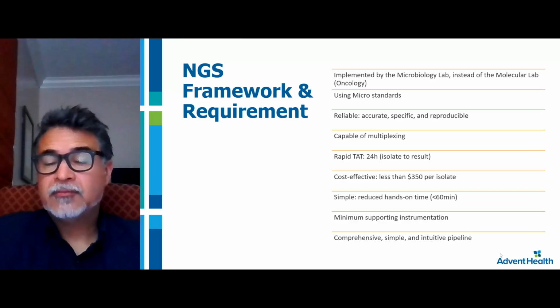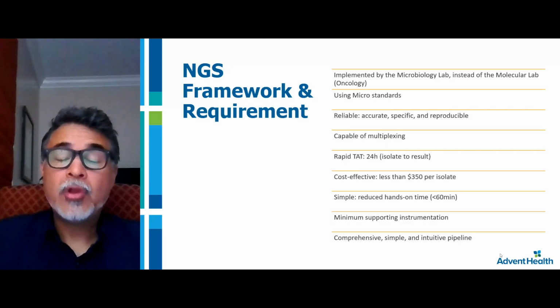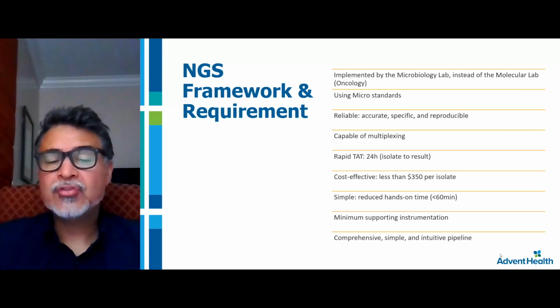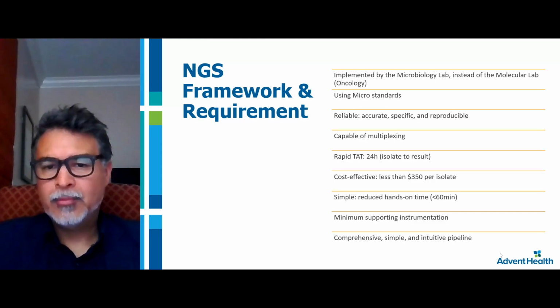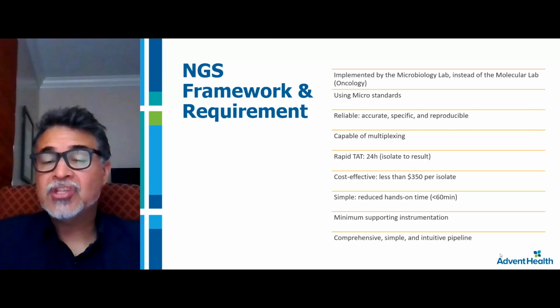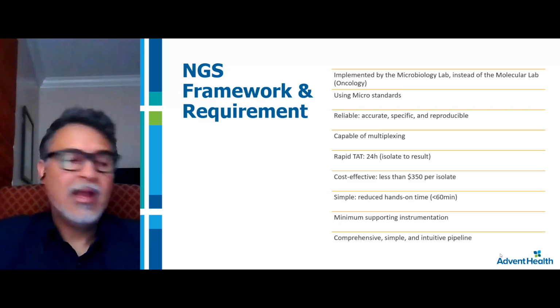They have to be cost effective. As you saw in the previous slides, the cost of send out was around $360, so it has to be less than $350 per isolate to be cost effective for us. Have to be simple. The hands-on time has to be less than 1 hour. Minimum support instrumentation. We need an instrument that could be flexible for multiple applications and that doesn't require a large footprint. Have to be comprehensive, with a simple and intuitive pipeline. We don't have access to a bioinformatician or genomics, so we needed access to a third-party pipeline, something that could be easily used by our scientists.